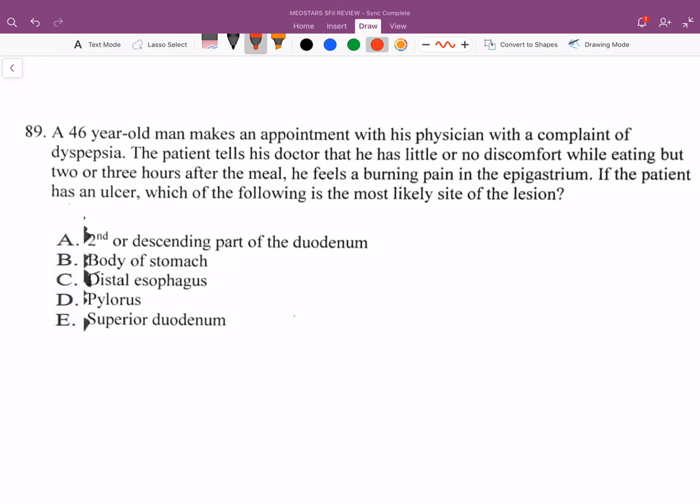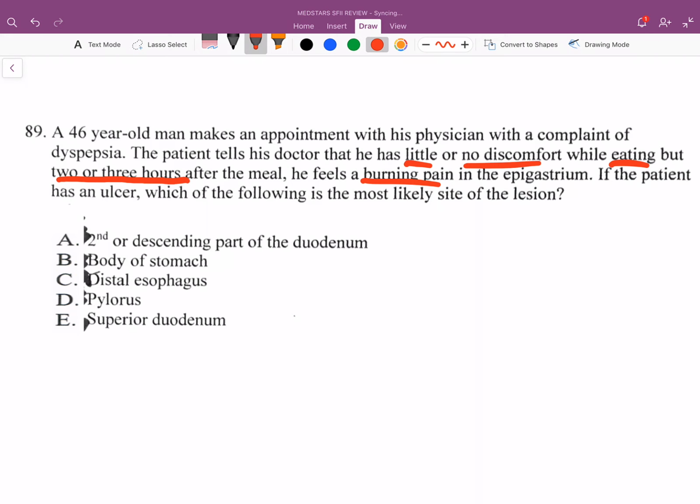89 says, a 46-year-old man makes an appointment with his physician with a complaint of dyspepsia. The patient tells his doctor that he has little or no discomfort while eating, but 2 or 3 hours after the meal, he feels a burning pain in the epigastrium. If the patient has an ulcer, which of the following is the most likely site of the lesion? So, this guy says that he has little to no pain when he eats, but 2 or 3 hours after he eats, then he gets a bunch of pain.